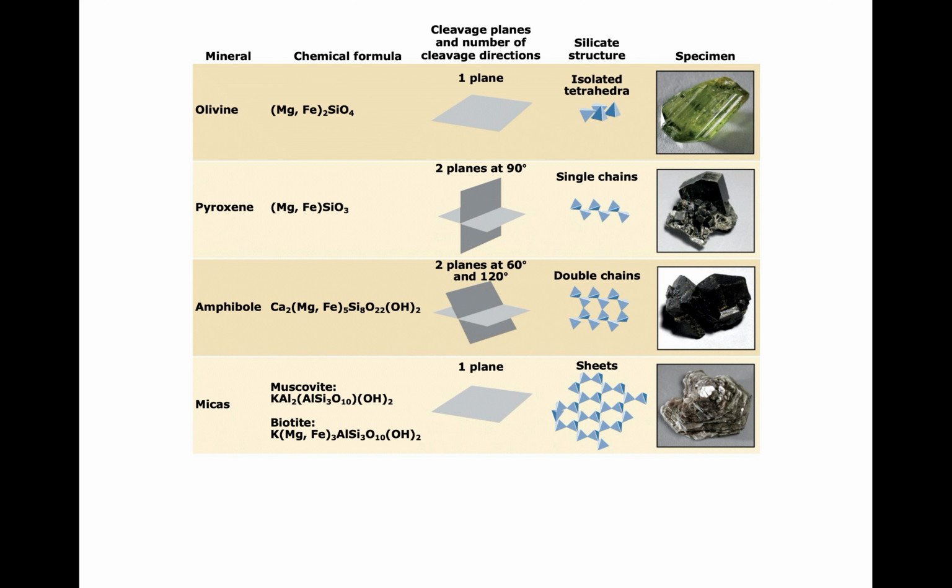Here we also have one cleavage plane. We form sheets of tetrahedra, and on the right side we have a nice picture of a hand specimen, and these biotites always form such booklets.